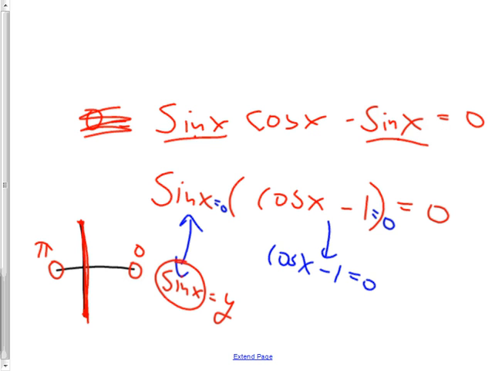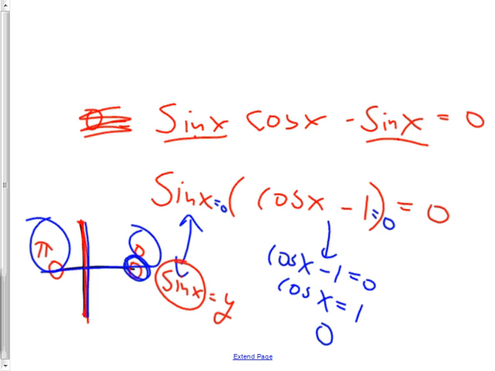Okay. The next part, this part, cosine of x minus 1 equals 0. So therefore, cosine of x has to equal 1. And cosine is x, so x equals 1. Where on this thing is x equal to 1? Right there. So the answer is 0 again. So I have 0 and pi and 0, and you don't have to list 0 twice, really. So there's really only 2 answers, 0 and pi.